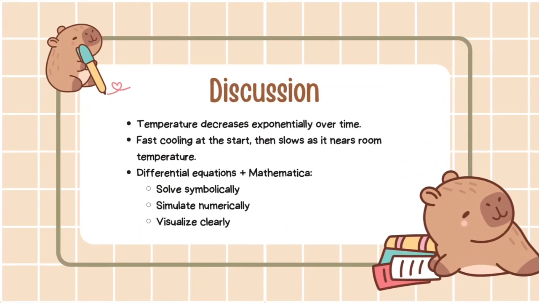Discussion. The graph confirms the temperature decreases exponentially. At the beginning, when the object is much hotter than the room, it cools quickly. Over time, as the temperature gap gets smaller, the cooling slows down and the temperature stabilizes near 27 degrees Celsius. So, using Mathematica helps us to solve the equation analytically, simulate real-world behavior, and visualize results clearly.